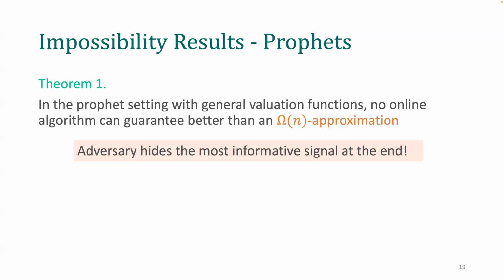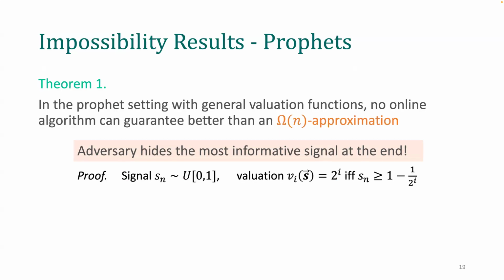This is because the adversary can hide the most informative signal at the end. Recall that in the profit setting, even though we have these prior distributions, like we know the distributions from which the signals are arriving, the arrival order is going to be some worst case order, and the adversary can choose an order such that the most informative signal is actually at the end. And I can prove this theorem in just this one slide. So I want to spend a minute to show you the counterexample.